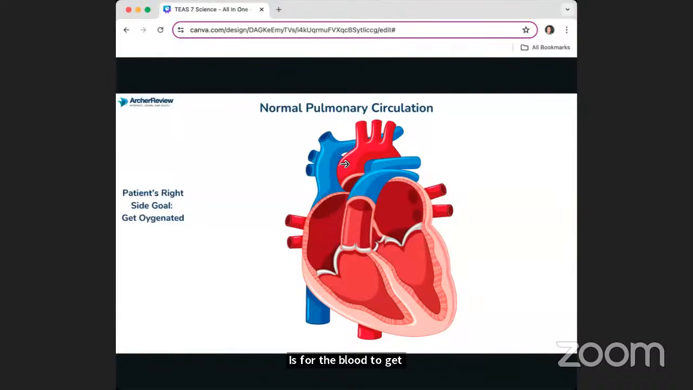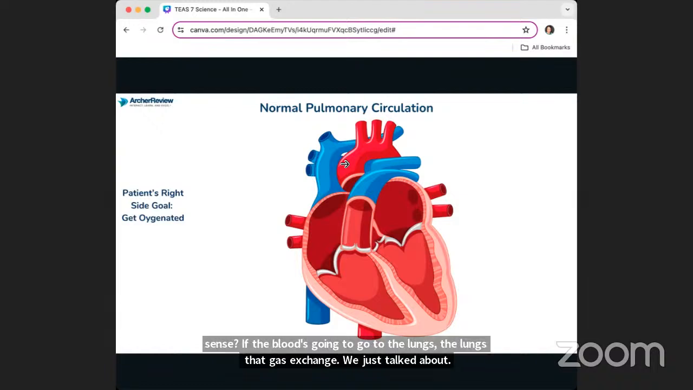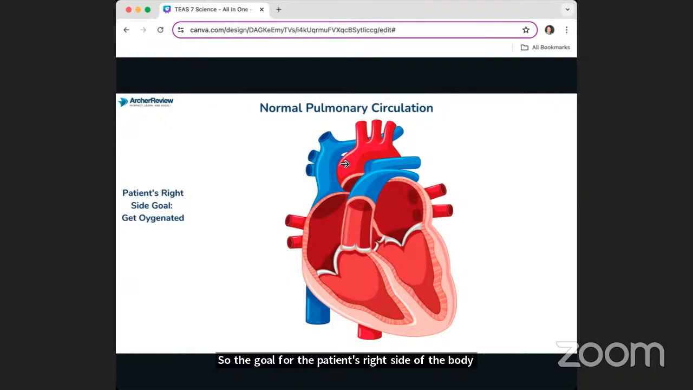Doesn't that make sense? If the blood's going to go to the lungs to pick up oxygen, that's the gas exchange we just talked about. So the goal for the right side of the patient's body that carries out pulmonary circulation is to get that blood rich in oxygen. And it will go through a series of structures in a very specific pathway in order to meet that goal.